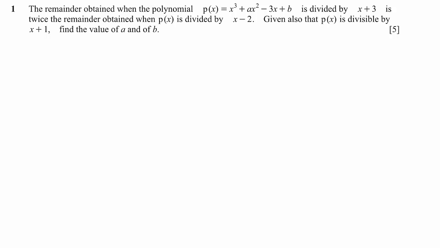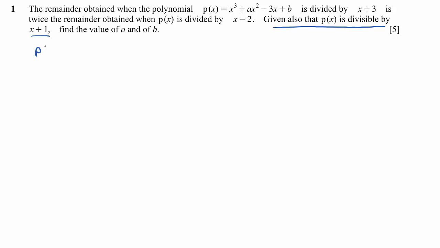The remainder obtained when the polynomial p of x given here is divided by x plus 3 is twice the remainder obtained when p of x is divided by x minus 2. We're given that p of x is divisible by x plus 1 and we want to find the values of a and b. So I'm going to deal with this last fact first, the given that p of x is divisible by x plus 1.